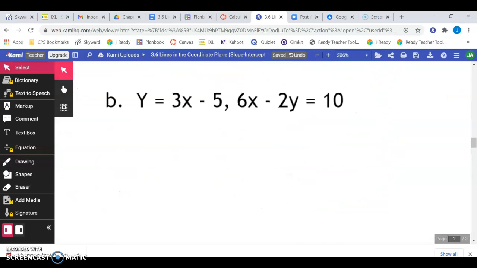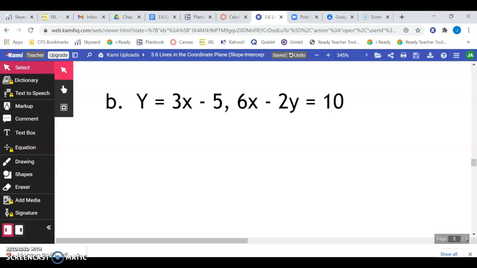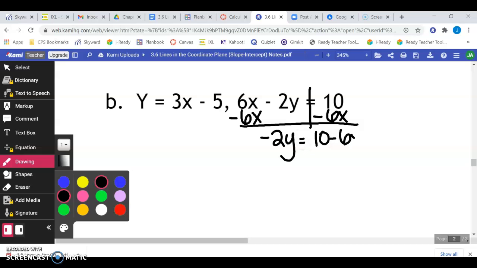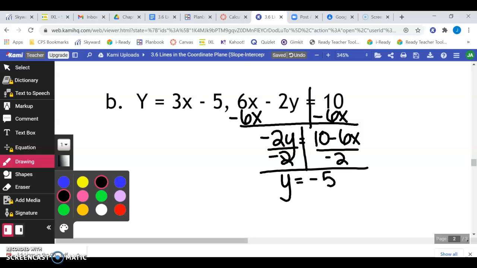All right, part B, same thing, only we don't have both equations solved for y. So this has to happen before we can compare. So I'm going to solve this equation for y. So we're going to move this 6x. So I have -2y left and 10 minus 6x over here, because remember they're not like terms, so we can't combine them. And then I have to divide everything by -2. So y equals 10 divided by -2 is -5, and -6 divided by a -2 is a +3, and that's where the x is.